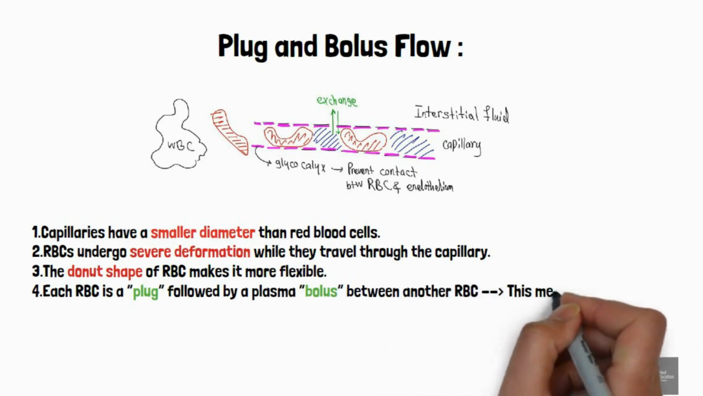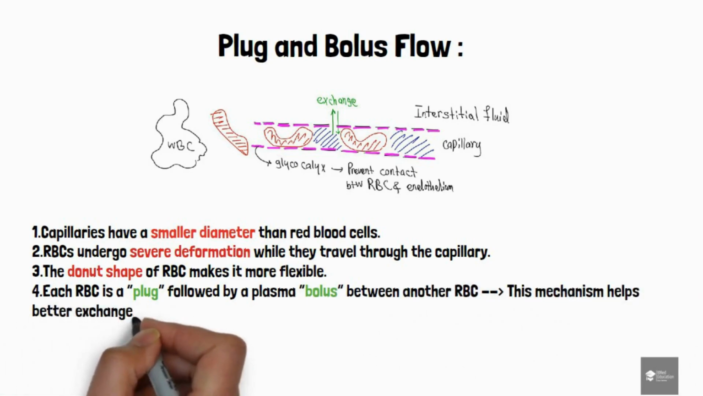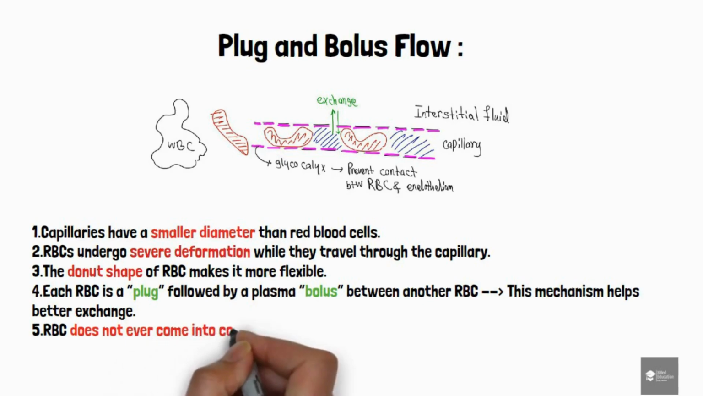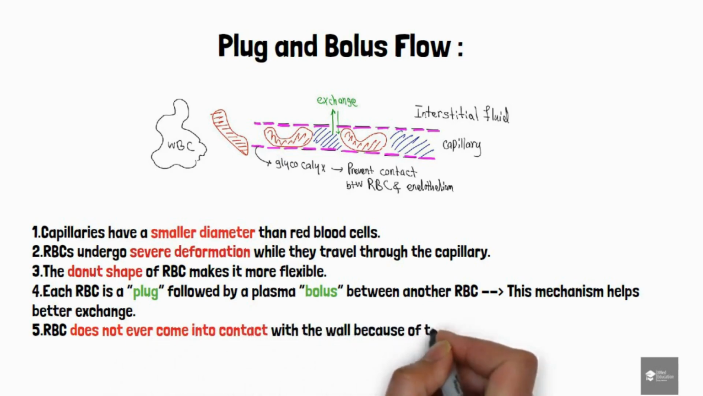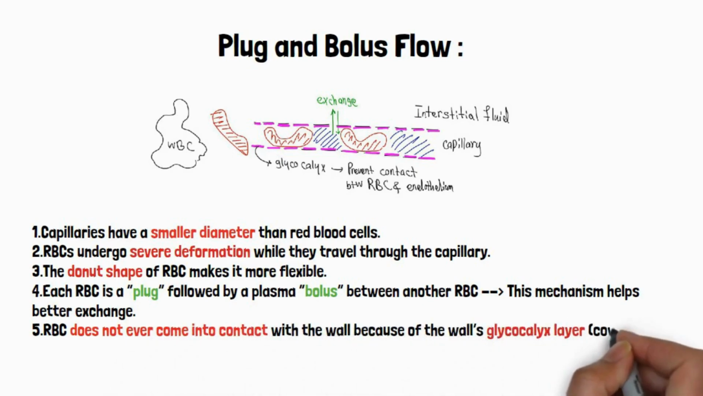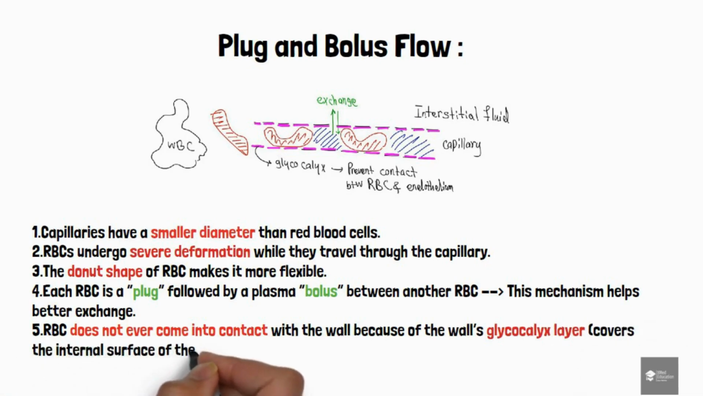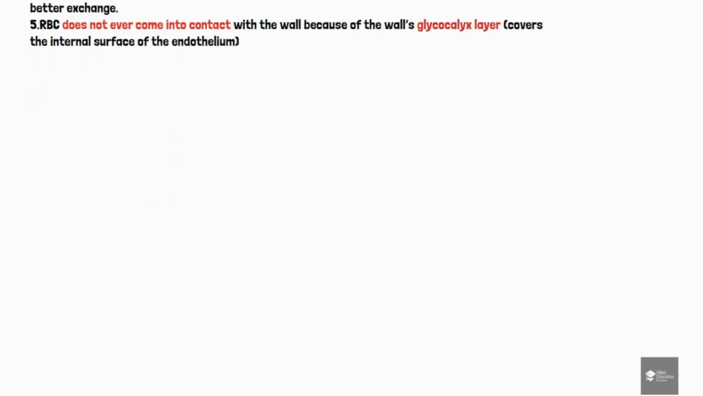Each red blood cell is like a plug followed by plasma, which is like a bolus between another red blood cell. This mechanism helps better exchange. Red blood cells never come into contact with the wall because of the wall's glycocalyx layer, which covers the internal surface of the endothelium.